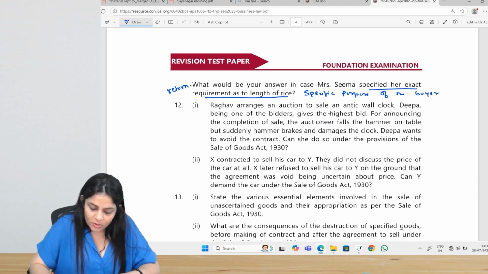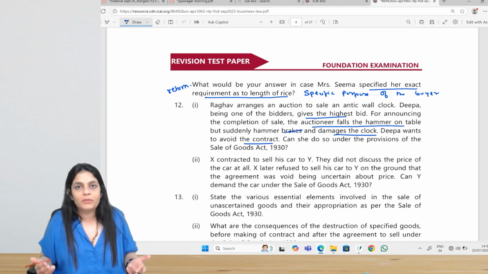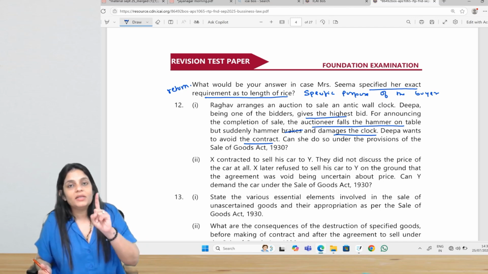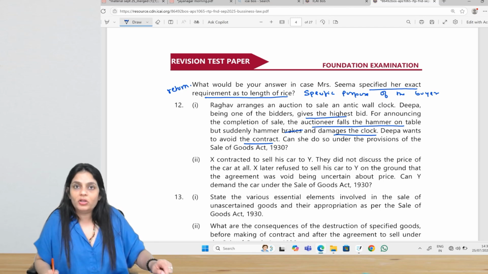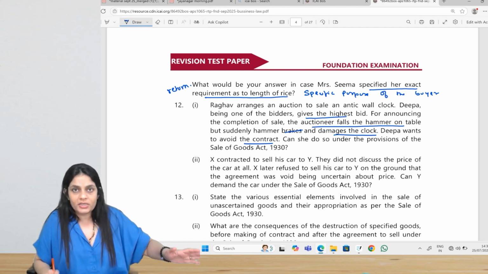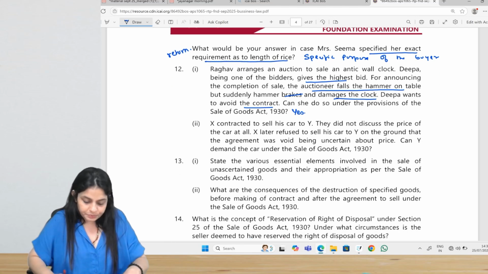Next, Raghav arranges an auction to sell an antique wall clock. Deepa, being one of the bidders, gives the highest bid. For announcing the completion, the auctioneer falls the hammer on the table, but suddenly the hammer breaks and damages the clock. Deepa wants to avoid the contract. Can she do so? Now, at the time of knocking the hammer, the clock breaks. Sale is complete after the fall of the hammer, not at the time of the fall of the hammer. The moment you try to fall the hammer, it breaks and the clock is broken. So, is the sale even complete? No. So, can she avoid the contract? Yes, because the sale is not complete.